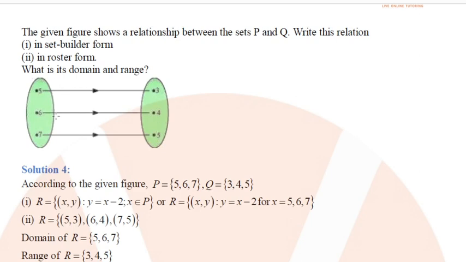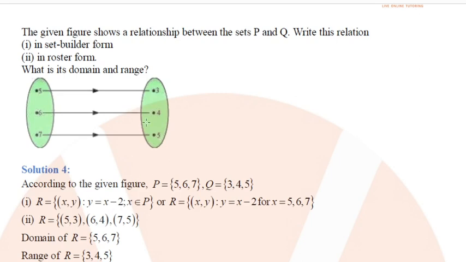The relation is denoted by (x, y). What is the relation here? You see here 3 maps to 4. How can you get this? Here you are getting 5. 2 to 4, 3 to 6.